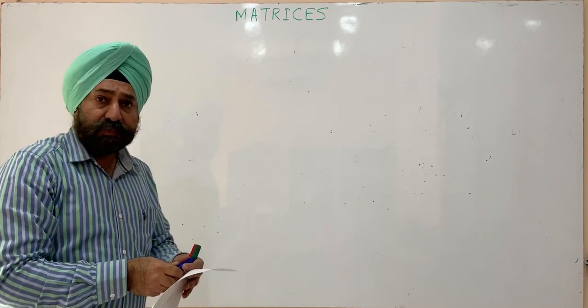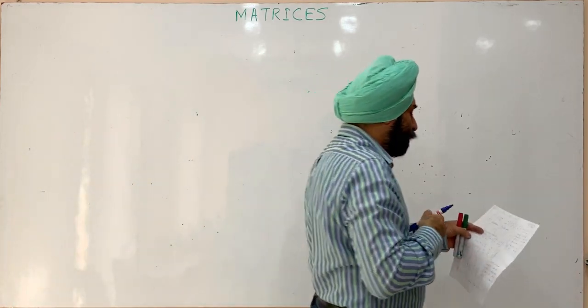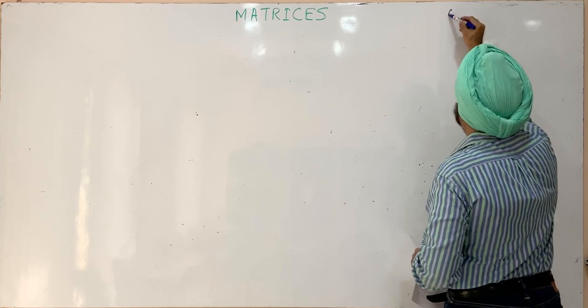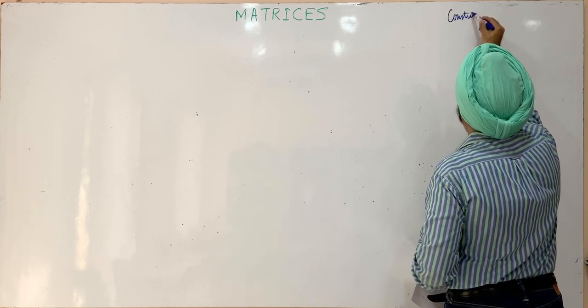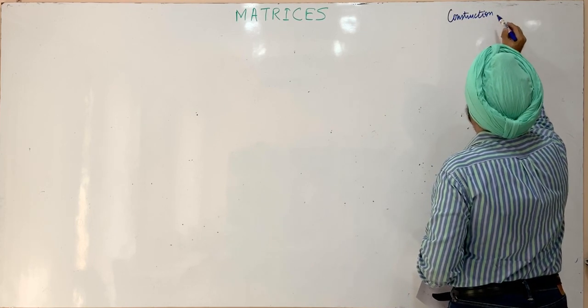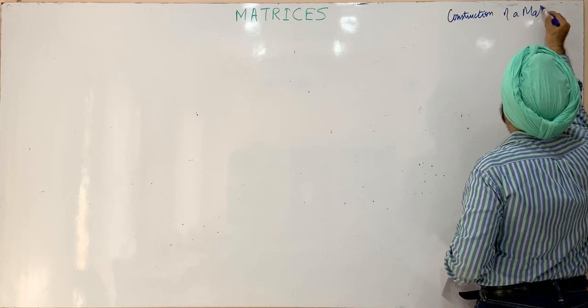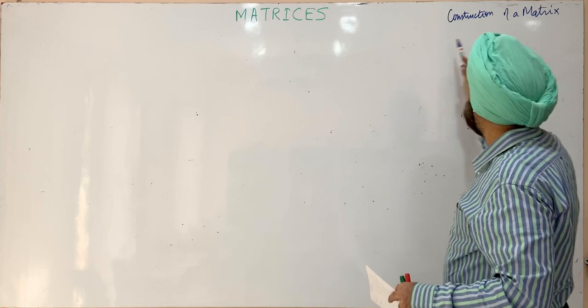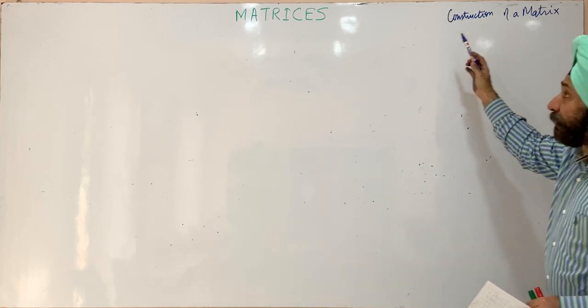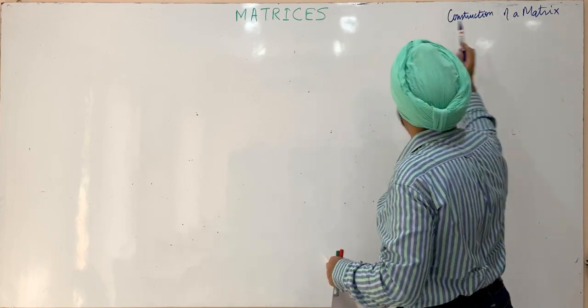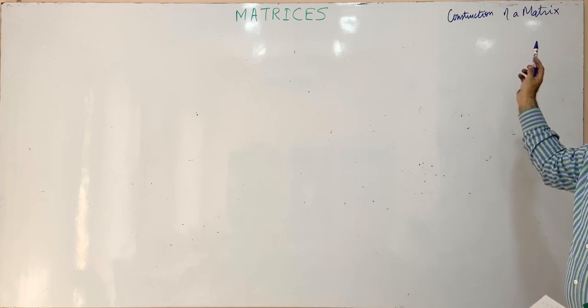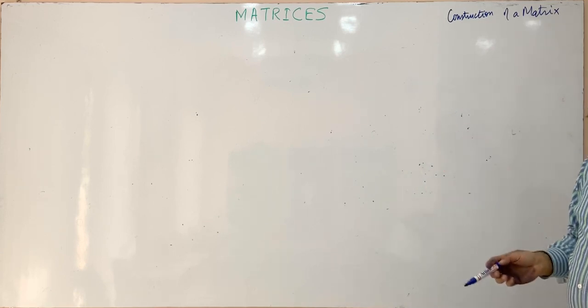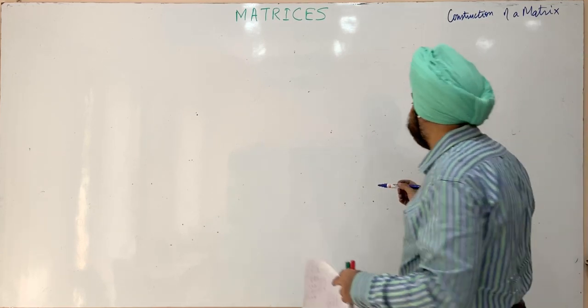Let us discuss the next concept. This is construction of a matrix. This is matrices and this is matrix. Matrices is plural, whereas matrix is singular.